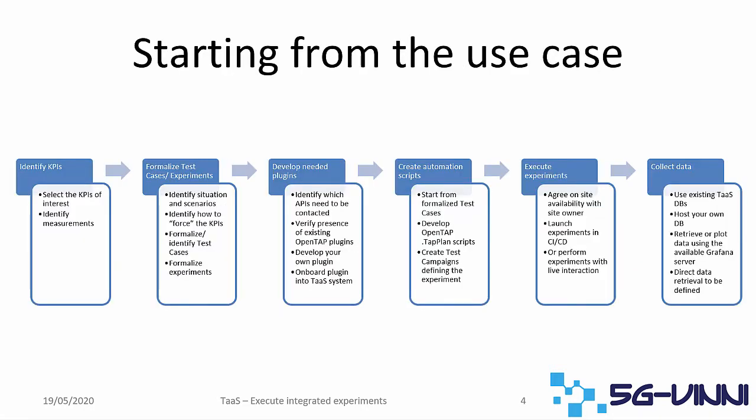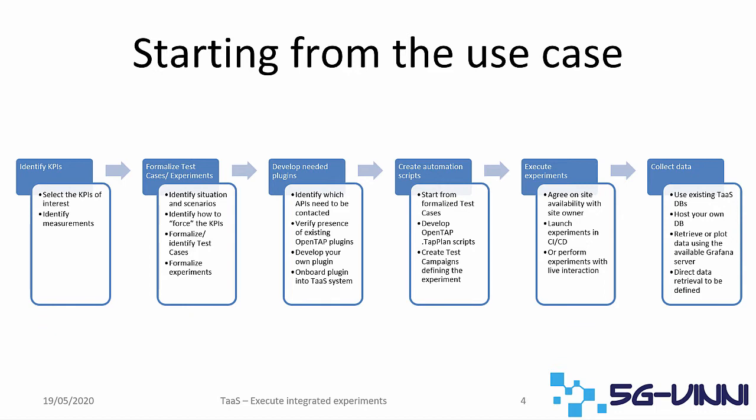So first, the engineer selects the KPIs of interest and how to measure them. With that list, he can formalize the test cases and experiments to measure the KPIs. Next, it must be ensured that the tools needed to perform the measurements are available. This means developing OpenTop plugins. With the plugins, the test scripts can be created, which in turn can be collected in test campaigns.